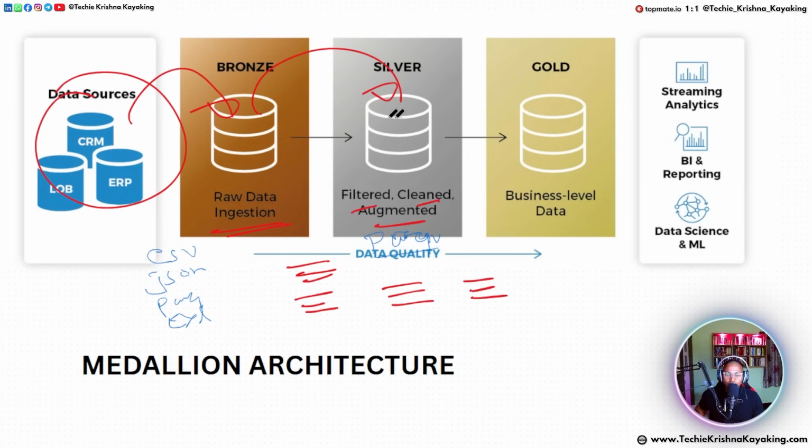And then after silver, we have the filtered, cleaned data. Here we apply the transformation logic. Basically, here we apply the ETL. And then from here we load the data into the gold layer, and this can be a data warehouse, or it can be a structured format, or it can be an unstructured format. Unstructured in the sense it can be in file format also, or it can be some database.